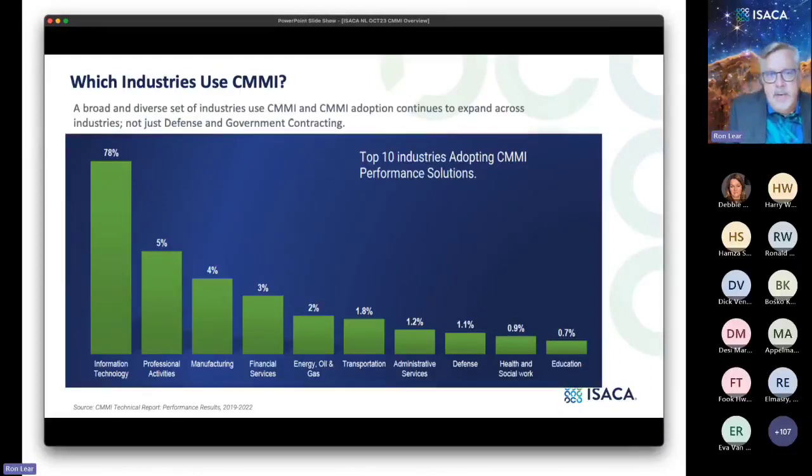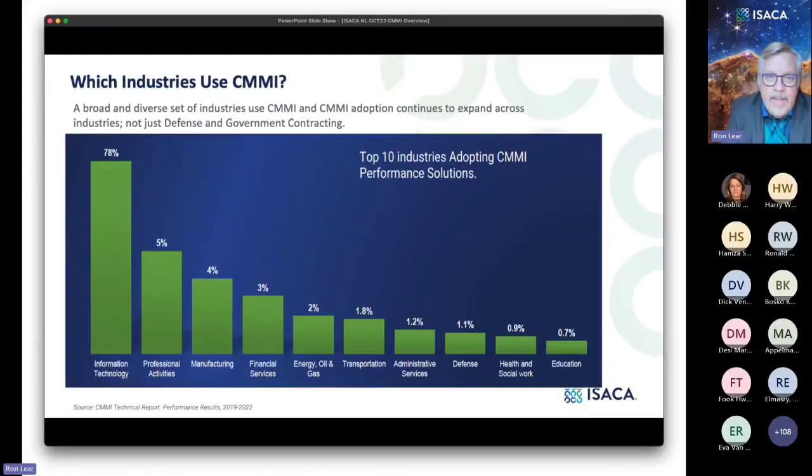So which industries then are using CMMI? Information technology being number one at 78% here. But you can see there's a lot of other organizations beyond what I would call a traditional user of CMMI, which would be like a government agency or government contracting organization. And we've seen the switch from government agencies and government contractors over to more commercial organizations using it. So you can see now defense is actually only 1.1% of the top industries here. Professional activities, manufacturing is used heavily, financial services, energy, oil, gas, transportation. And you can see, again, a top 10 list about where CMMI is being used across the board.